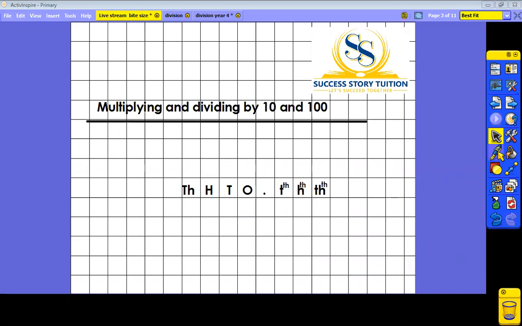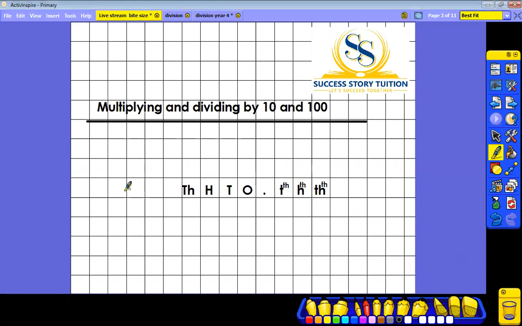Before we start, we're going to look at very easy ones, and then we're going to look at the relationship between those numbers and this place value grid. So first of all, let's have a look at 50. We're going to look at 50 multiplied by 10. A quick and easy one, this one is.